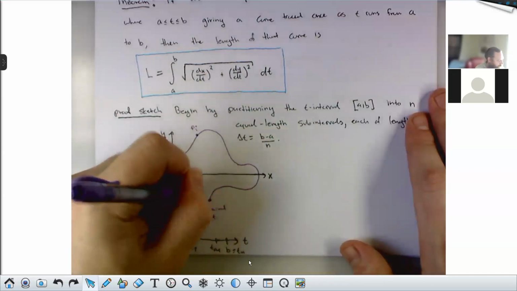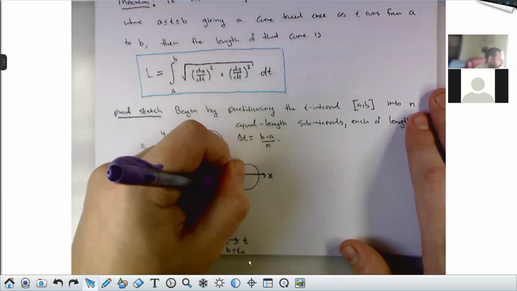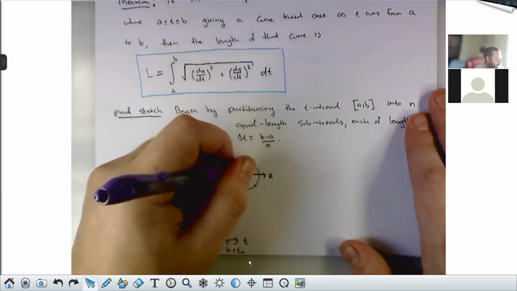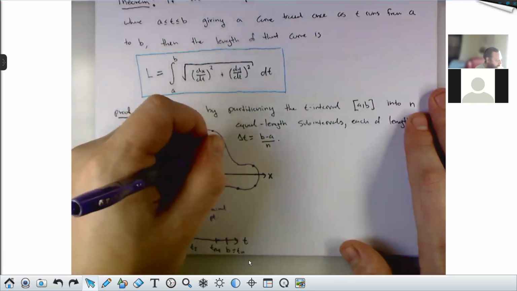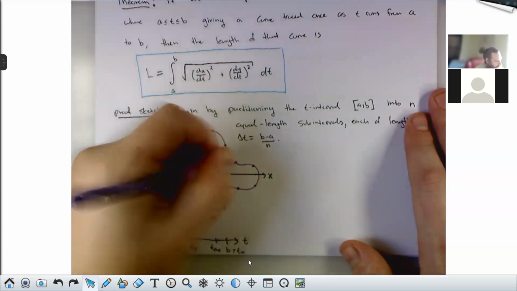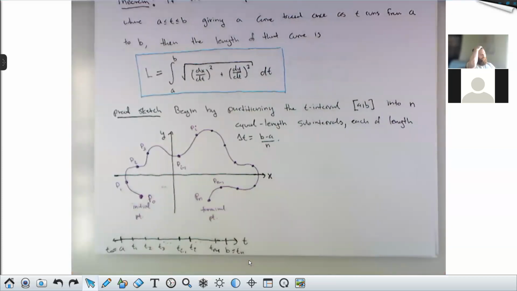And the pattern continues on and on like this. The terminal point is Pn. The second to last point here is Pn minus 1. And there would be points all along the curve, so I'm not drawing all of them. I'll put in a few more here, like this. Okay. So I chop up my t interval, and each of the little endpoints in the t interval corresponds to a point on the curve.